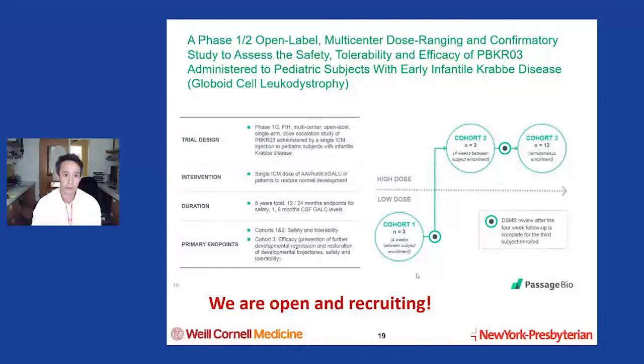So there is a phase 1/2 multicenter study for the drug product called PBKR03. I put in my disclosures, I'm the principal investigator for that trial at Weill Cornell. We're the only US site that's open, and we are recruiting. So in the event one of the patients from the countries where you're from unfortunately gets diagnosed early with Krabbe disease, please give me a call. We may have a gene therapy research option for them, which we are hopeful will help address the disease burden in Krabbe disease.